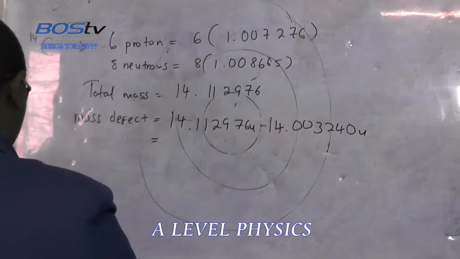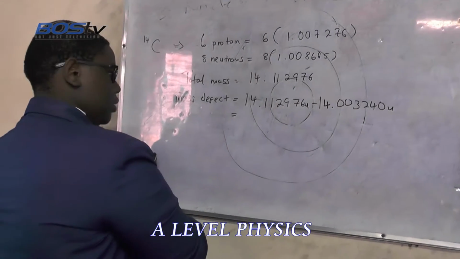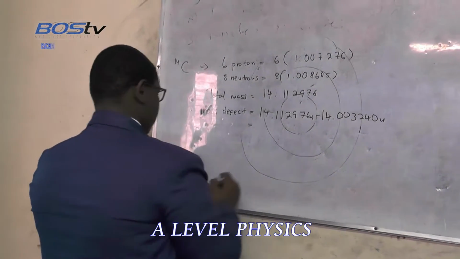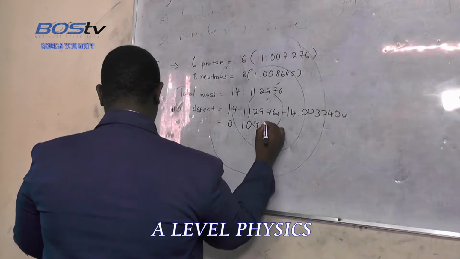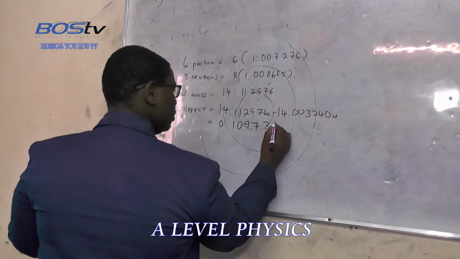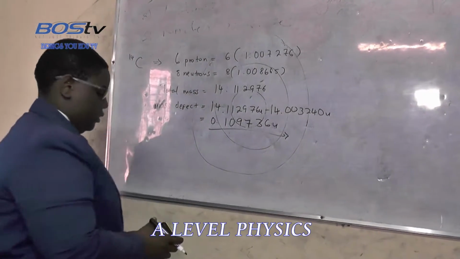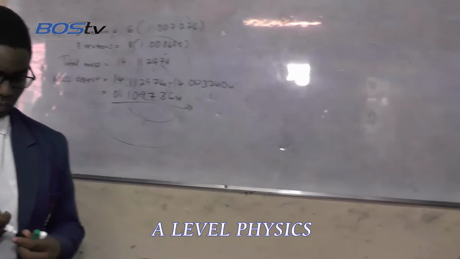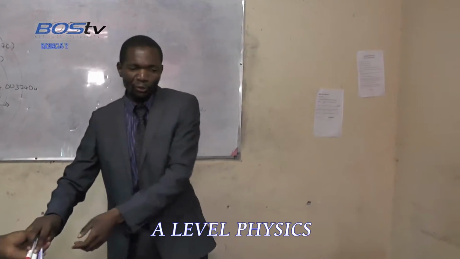You can assist him. What's the answer there? As for me, I got 0.109736. Yeah, that's the one. So I think you see that it's really easy to calculate the mass defect. So thank you. Let's move on.